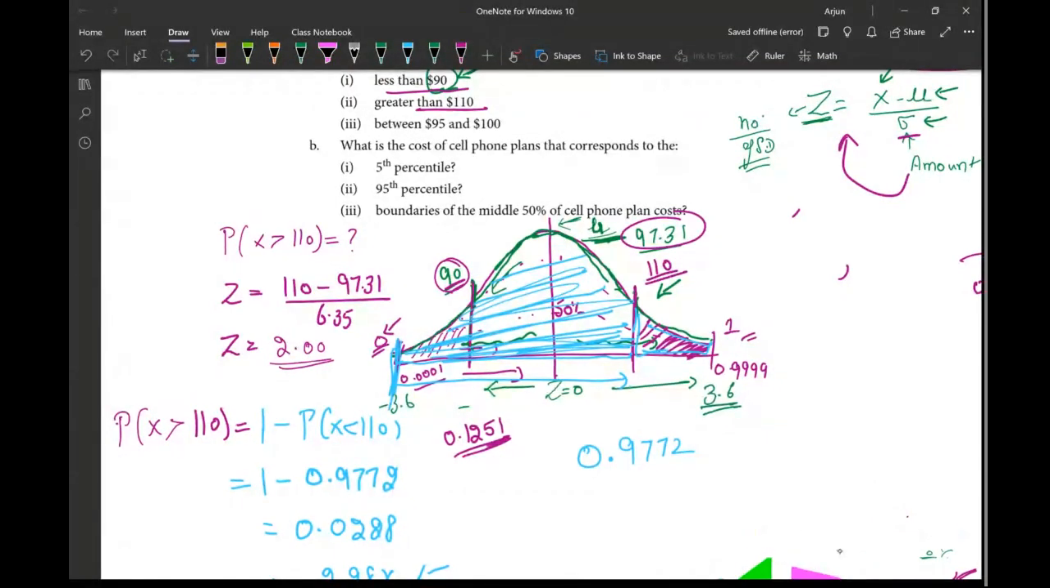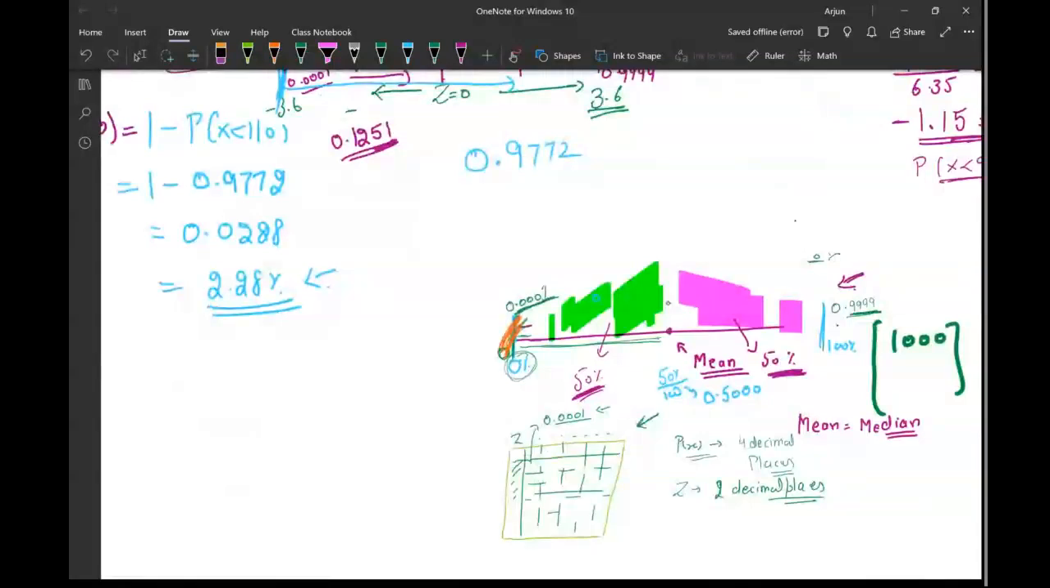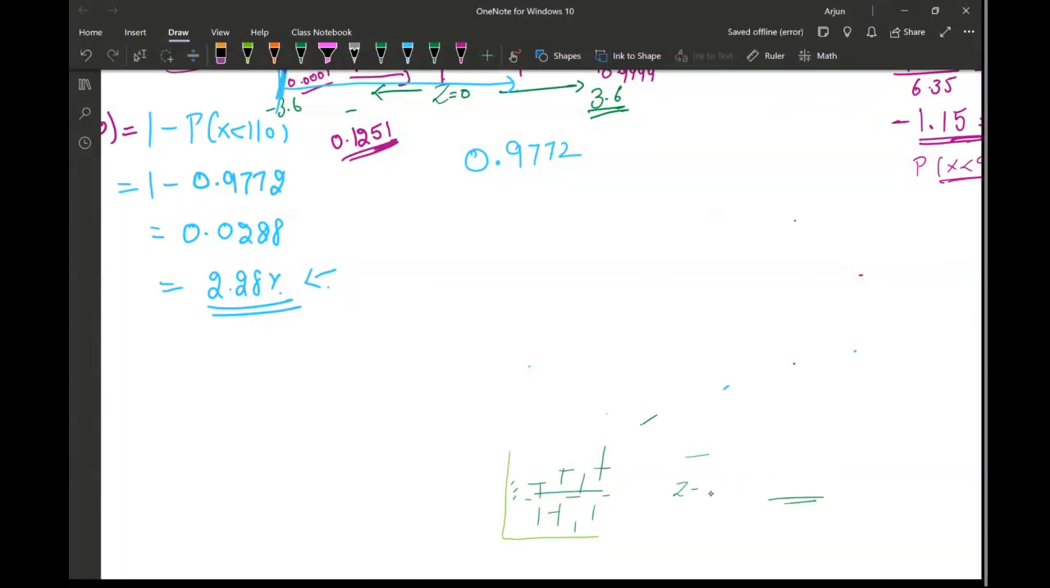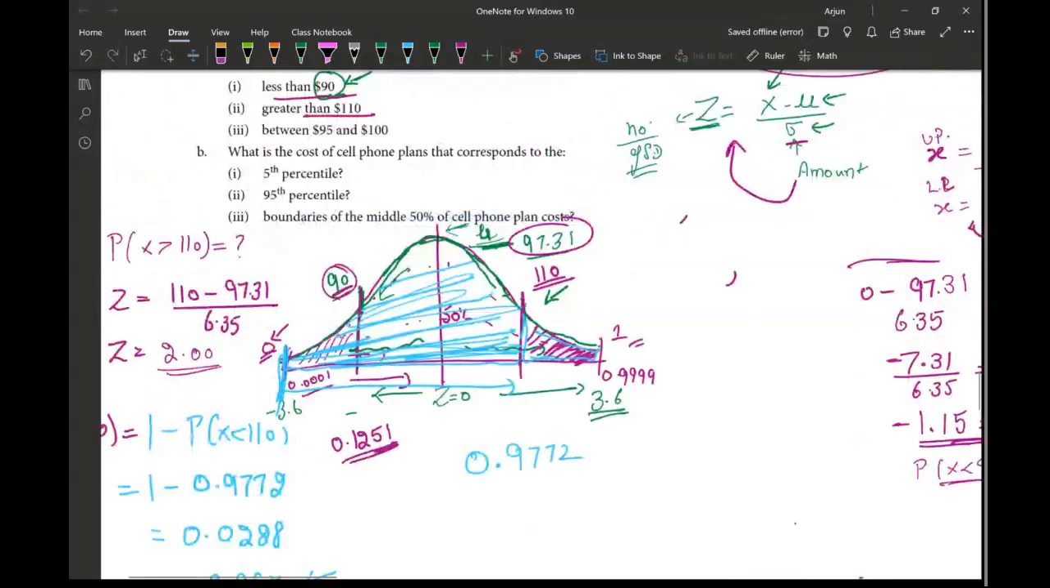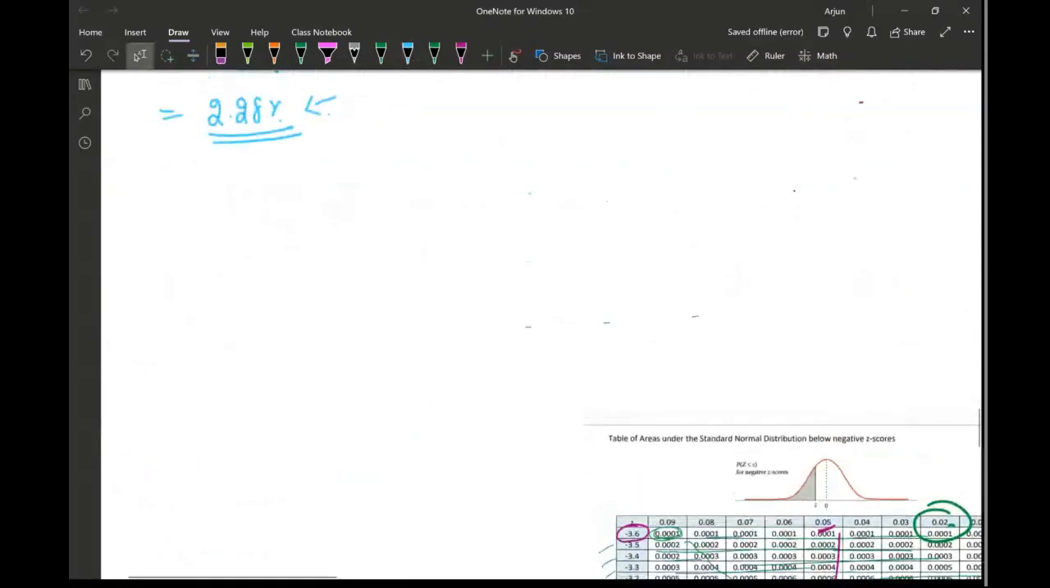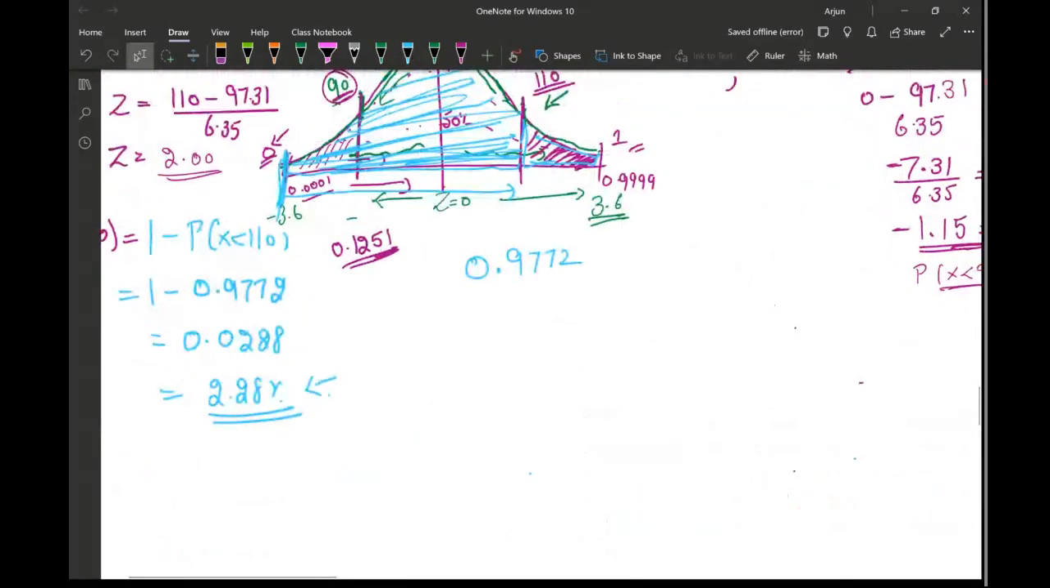All right, let me make a little bit of space down here so that I can solve part C here. I think I have almost enough space. So let's try and solve this question. Between $95 and $100, how are we gonna solve that? Again, I'm gonna redraw the normal distribution graph. So it's gonna look something like this.